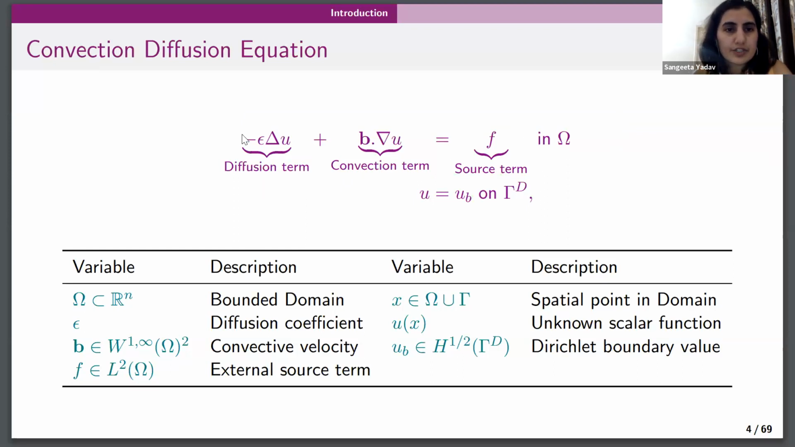Here, this is a convection-diffusion equation, which will be the focus of today's presentation. The first term is a diffusion term, and the second term is a convection term. Here, epsilon is a diffusion coefficient, and b is a convective velocity. f is the source term, and we are trying to obtain u in domain omega, and the value of u on the boundary of omega is u_b.